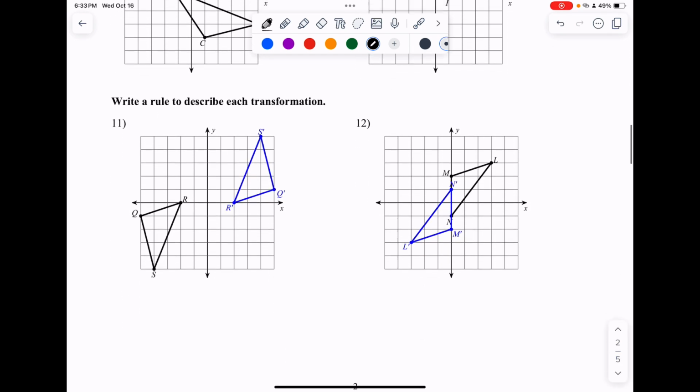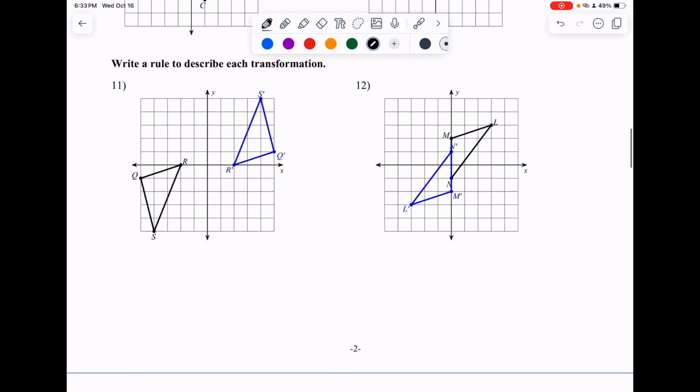And now we're going to look at how do I write a rule for a transformation. So here's this one here. Now you might think, okay, it looks like maybe a reflection, like it folds across that line. But here's how I know it's not a reflection. I notice that my S is in opposite directions. My Q is in opposite directions. And my R is in opposite directions.